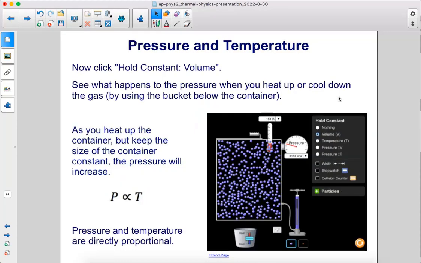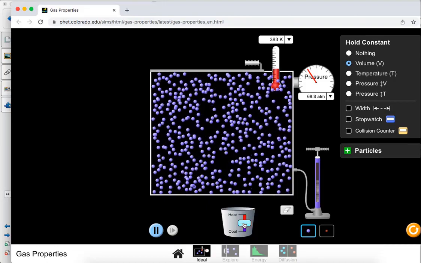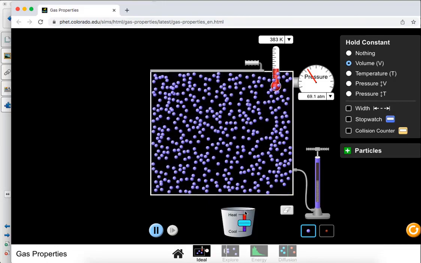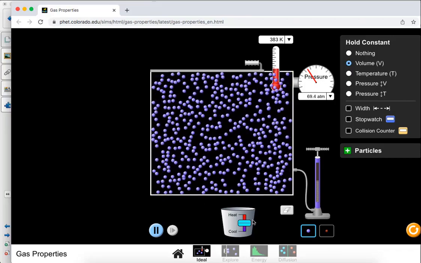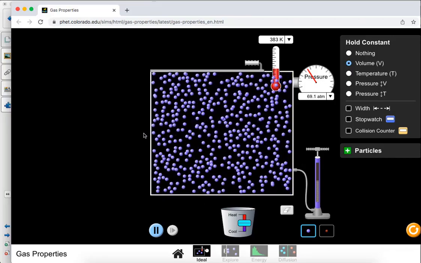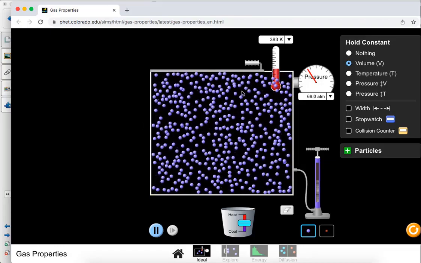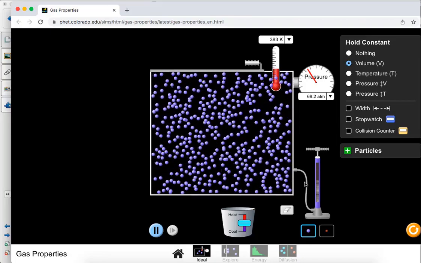Now click Hold Constant Volume. See what happens to the pressure when you heat up or cool down the gas. All right, so we're going to hold the volume constant, and we're going to heat up the gas. Now, what do you think is going to happen to the amount of collisions taking place? Well, as we heat up the gas, the particles are going to move faster. Therefore, there will be more collisions on the inside of the container, outwards. Therefore, the pressure should increase.